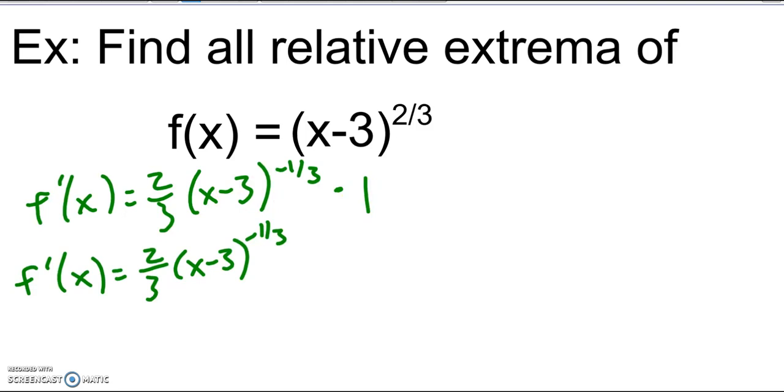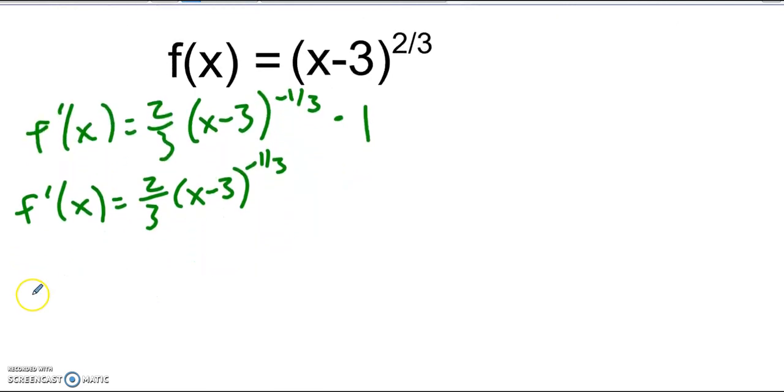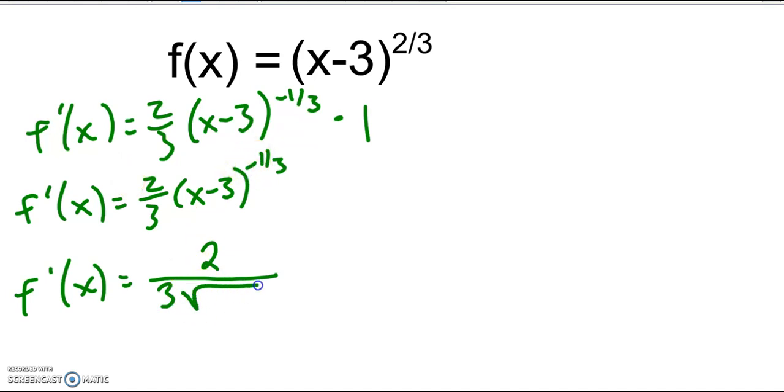But we might want to clean it up just a little bit. And what do I mean by that? Well, let's take this exponent. We'll use our 2/3 here. We're going to take our exponent. We have a negative, so that's going to bring it down to the denominator. But it's really the cube root of x minus 3.